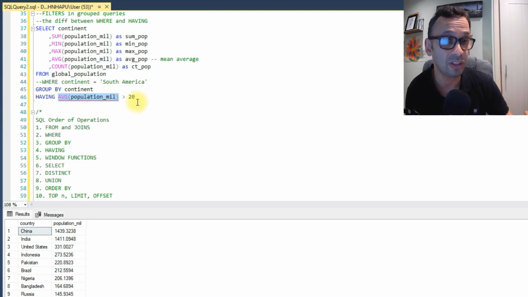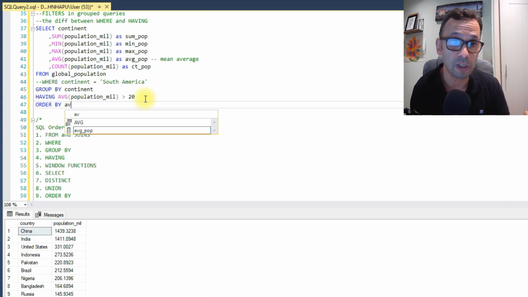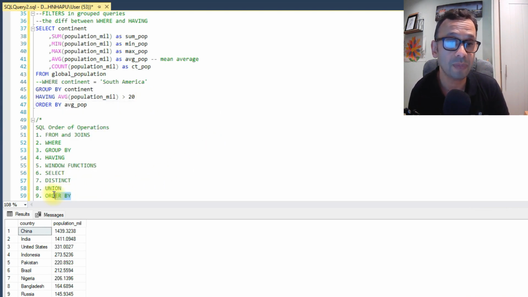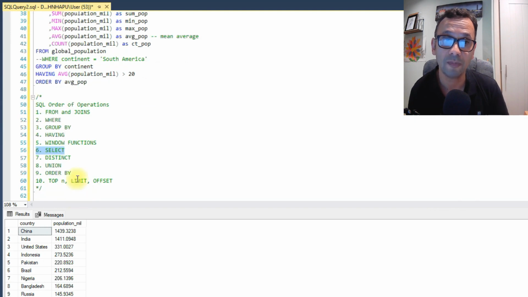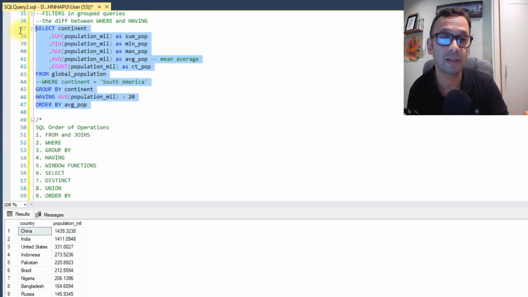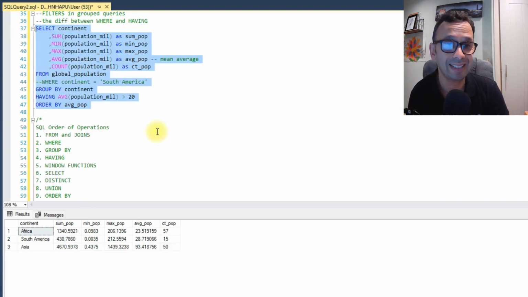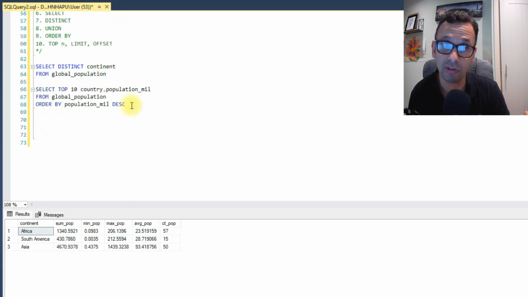So what you can do is an order by average pop, because when it gets to order by, it's done the select element, so it knows that average pop is just a field name. And there you go. So that is grouping and aggregation.